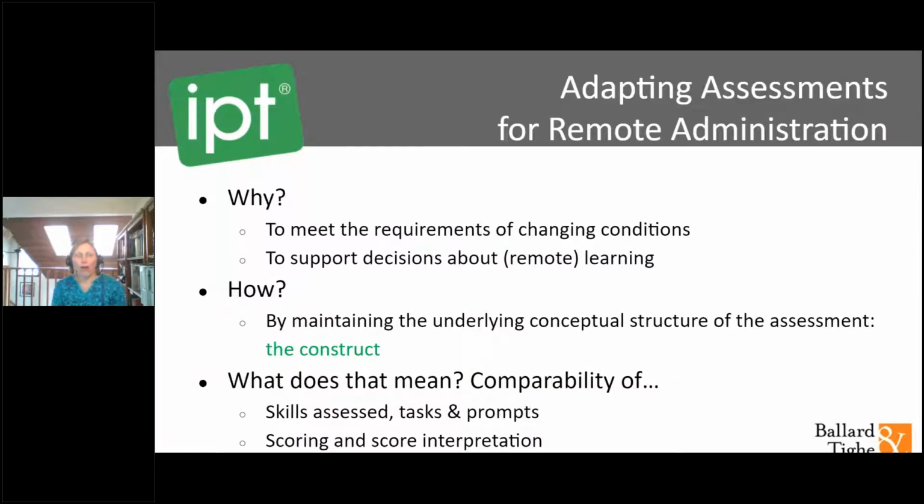So why would we adapt our assessments? To meet the requirements of the changing conditions and to support the decisions about remote learning. How do we do the adapting? The most important thing is to maintain the underlying conceptual structure of the assessment, the construct. What does that mean then? It means that you need to maintain the comparability of the skills assessed, the tasks and the prompts, and the comparability of the scoring and score interpretation.